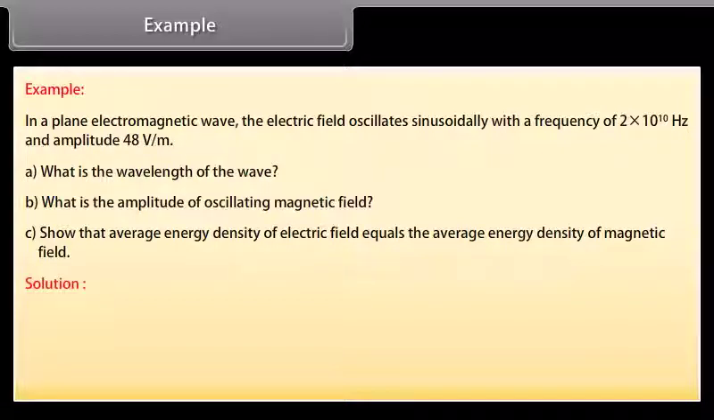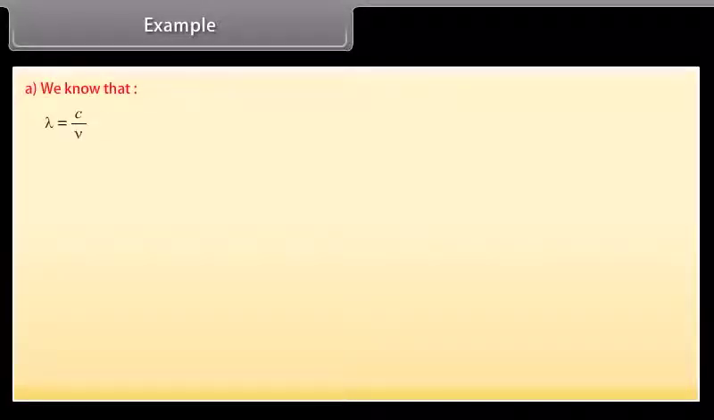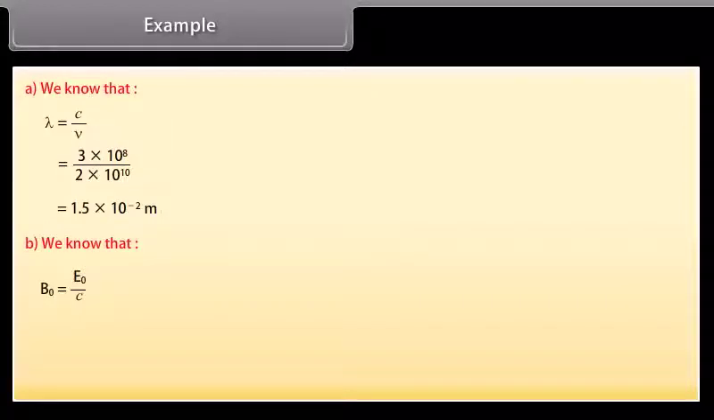Let's see the solution. Given values are nu, which is equal to 2 × 10^10 hertz, and E naught equals 48 volt per meter. We know that lambda is equal to c upon nu. By putting and calculating the values, we get the wavelength of the wave, which is equal to 1.5 × 10^-2 meter. We know that B naught is equal to E naught upon c. By putting and calculating the values, we get the amplitude of the magnetic field, which is equal to 1.6 × 10^-7 Tesla.